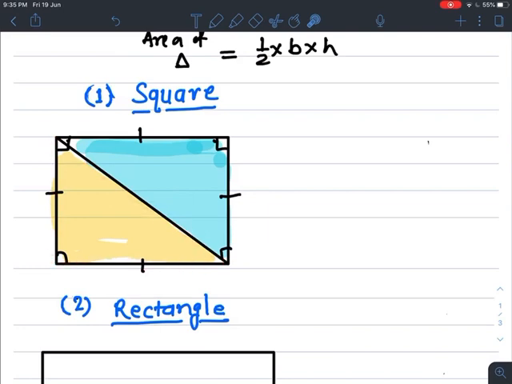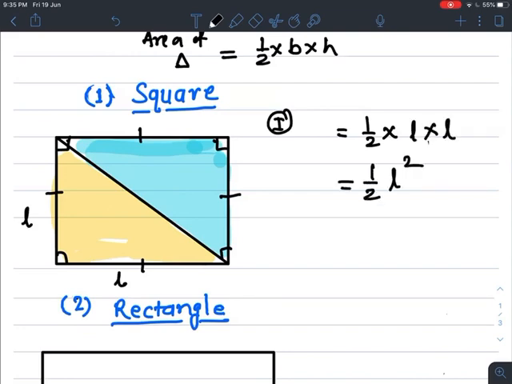So, let the base be L. All sides are equal, therefore the height will also be L. First we will find the area of the yellow triangle: half into base into height. Base is L, height is L. So, I will write L into L. So, it is equal to half L square.